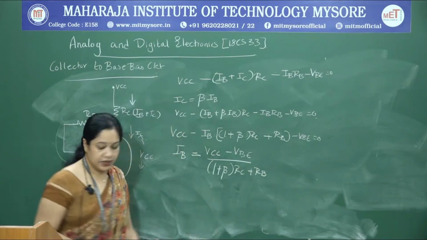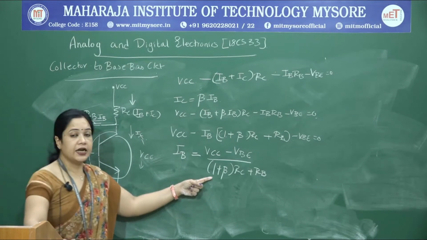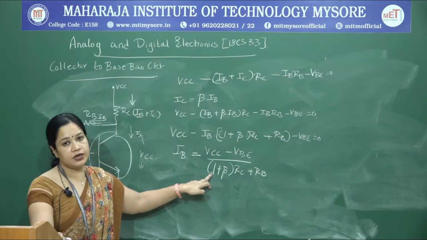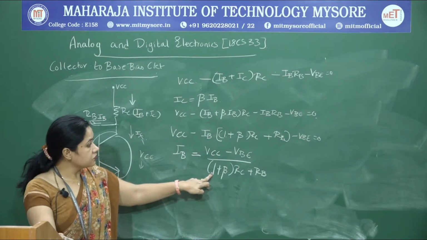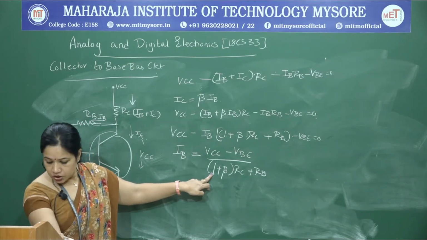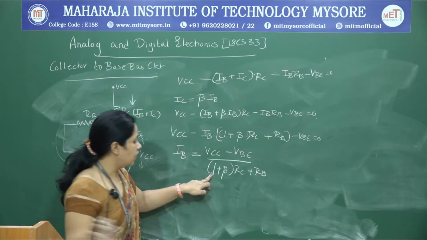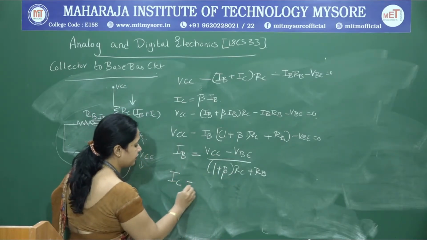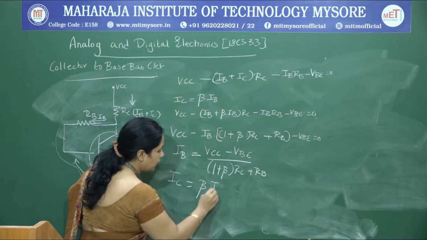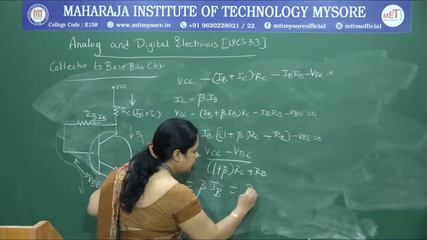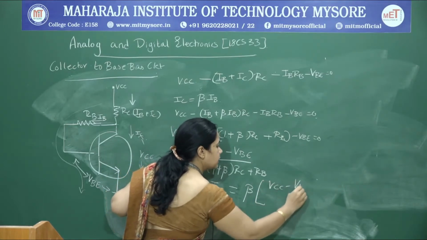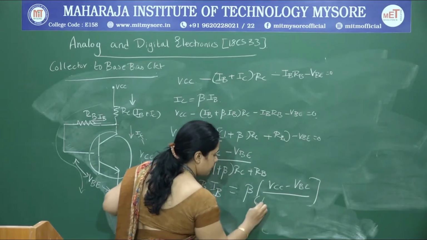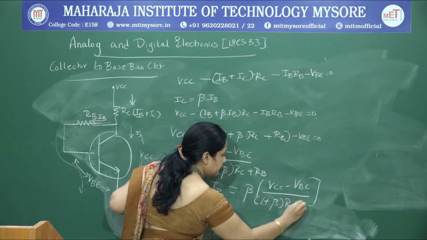And what is beta here? Beta is the current gain, and it is of the order 100 or 200. So it is very high when you compare it with 1. I'll just write the expression for IC first. IC is beta into IB. Substituting the value here, beta into (VCC minus VBE) divided by ((1 plus beta) RC plus RB).